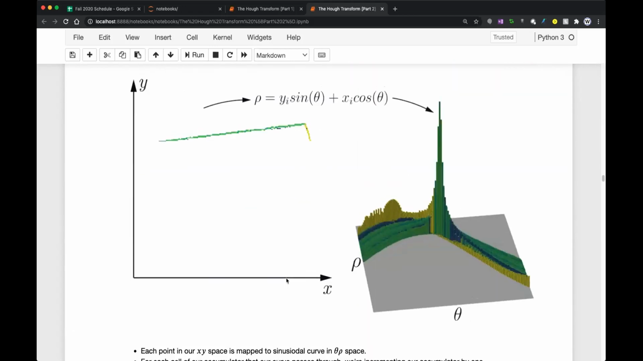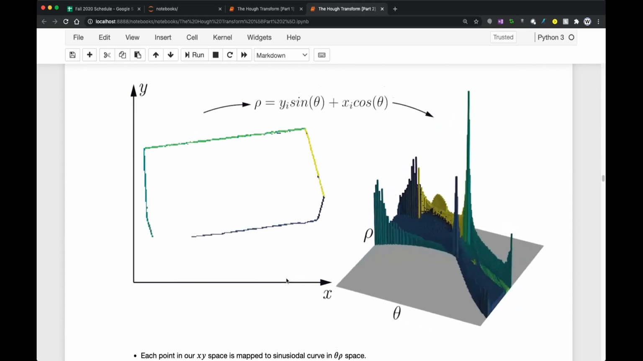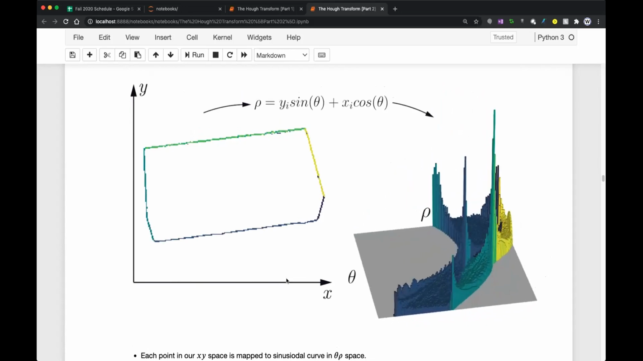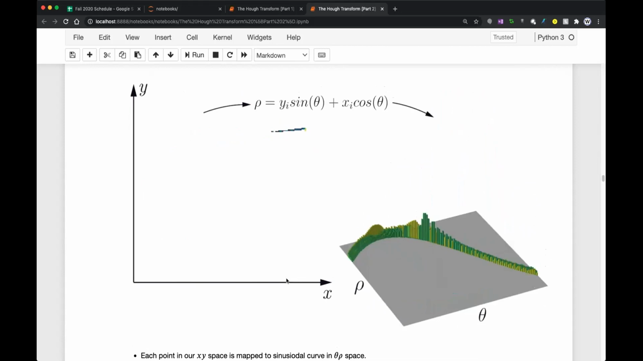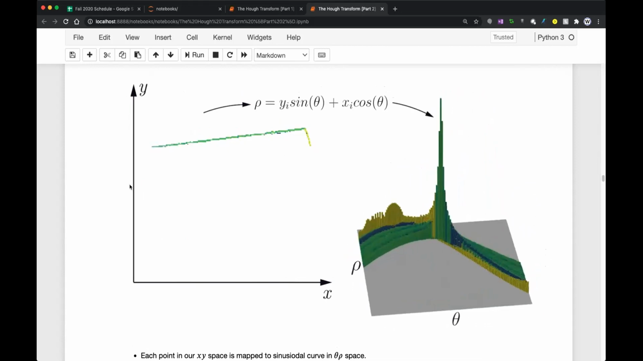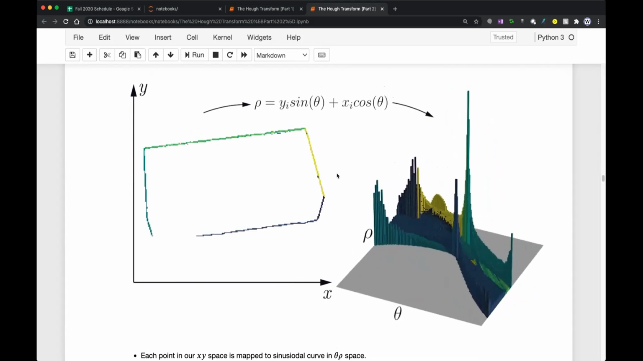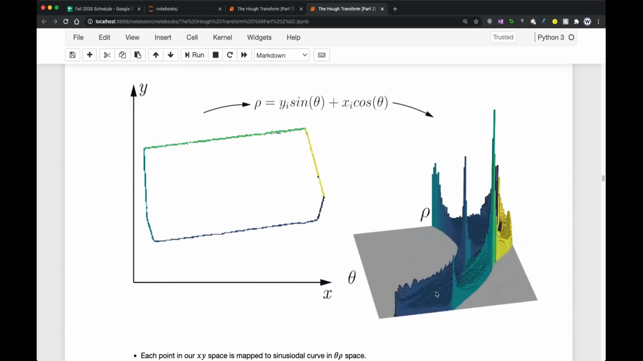Okay, so let's watch a fun animation. I'll skip the quote from Wikipedia for now. So here we go. What I'm showing you here is the actual voting happening. Let's try to wrap our heads around this a little bit. Here's our image space, XY. Here is our Hough space. And I'm going to add the points from our image space one at a time to the Hough space.